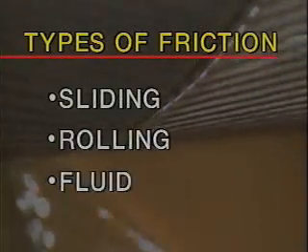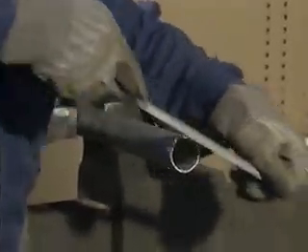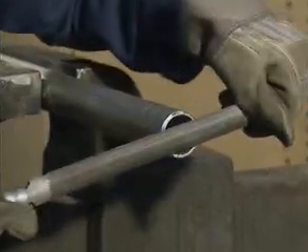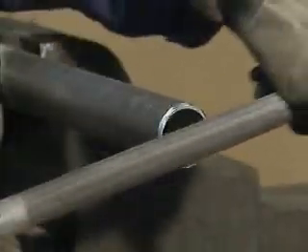Moving parts generally experience one or more of three basic types of friction: sliding, rolling, and fluid. Sliding friction occurs when one surface slides across another. This type of friction offers the most resistance to motion, so machines are usually built to minimize or eliminate it.